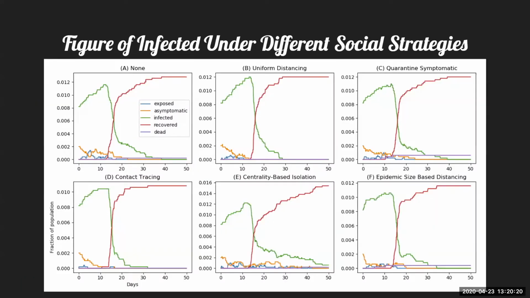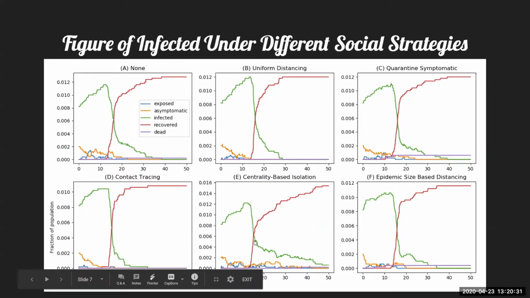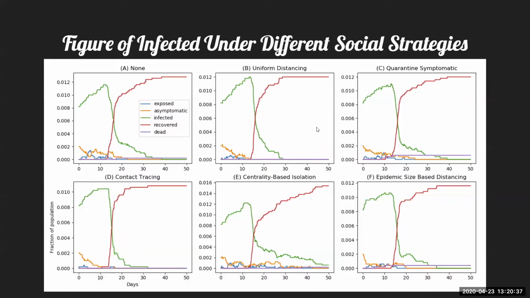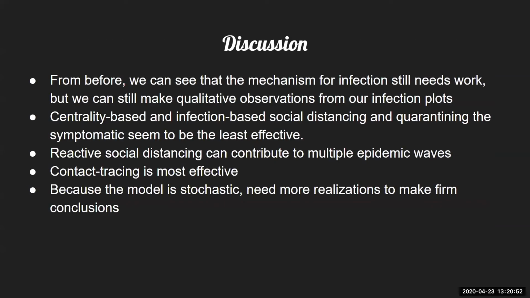So I've got some epidemic curves here. And what I want you to note is that there are some issues that we were having trouble figuring out, but you can still see some interesting dynamics. You can see, and I'll mention this in the next slide, that contact tracing and quarantining seem to be very effective, but centrality-based isolation and epidemic size-based distancing don't do quite as well. And so from before, we can see that our mechanism for infection still needs work because we don't see quite the behavior we'd expect.